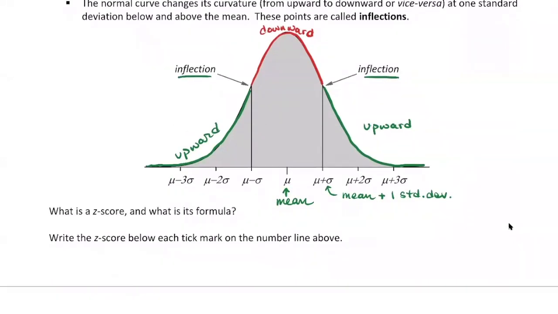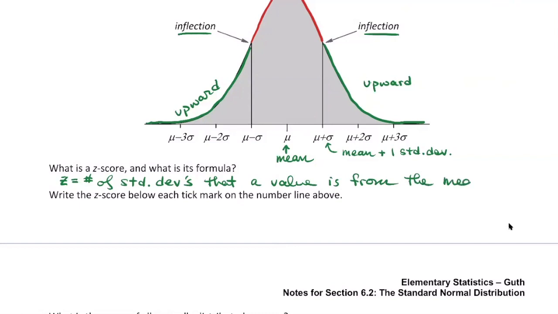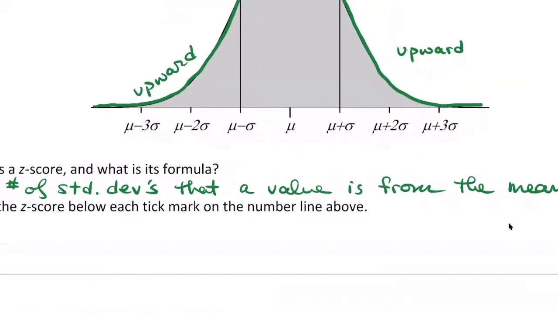Now it's going to ask us what the z-scores are. Now z-score is the number of standard deviations that a value is from the mean. So z-score is the number of standard deviations a value is from the mean. What it's asking me to do is put how many standard deviations the value is from the mean.